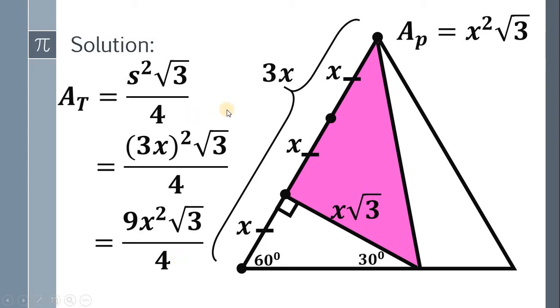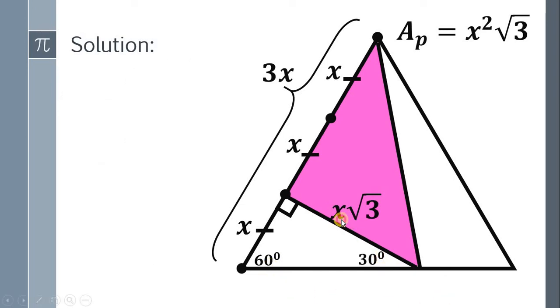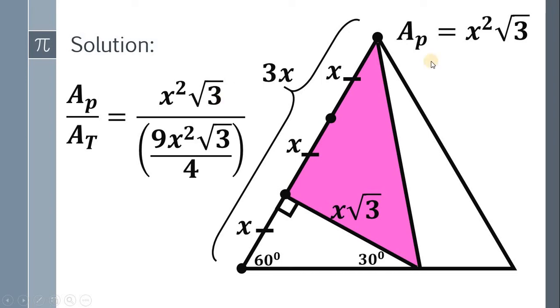Going back to our question: what fraction of the equilateral triangle is shaded pink? So we have the ratio of the area of this pink region over the area of the entire equilateral triangle. Since we know both areas, we will have x squared square root of 3, the area of the pink region, all over the area of the entire equilateral triangle, which is 9x squared multiplied by the square root of 3 over 4.